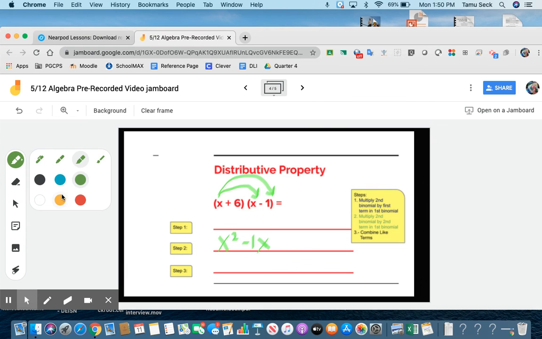Next thing we're going to do is we're going to multiply the second term to everything in the parentheses. So 6 times x and 6 times negative 1. Okay, 6 times x is 6x, and 6 times negative 1 is negative 6.